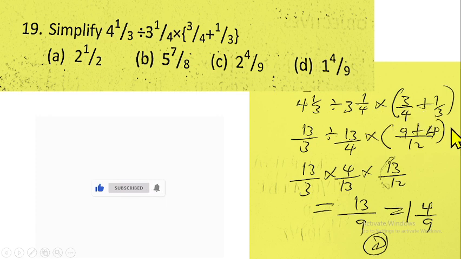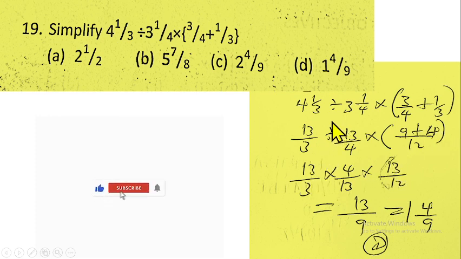We can find the LCM of this bracket. That should give us 12. 4 in 12 is 3. 3 times 3 is 9 plus, 3 in 12 is 4, times 1 is 4. So 9 plus 4, that will give us 13 over 12.